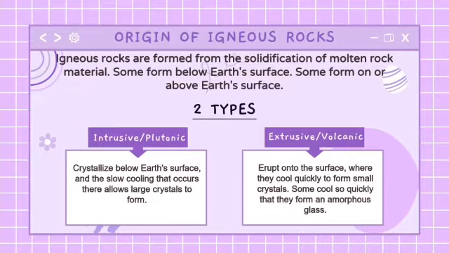Intrusive or plutonic rocks crystallize below the Earth's surface, and the slow cooling that occurs there allows large crystals to form, while extrusive or volcanic rocks erupt onto the surface, where they cool quickly to form small crystals. Some cool so quickly that they form an amorphous glass.